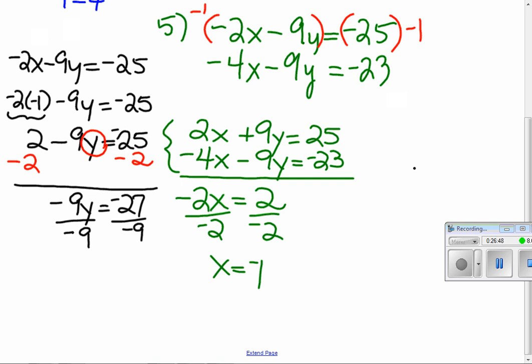Yep. Y equals 3. There's my x. There's my y. So it's a little harder. Tomorrow, we will figure out what we're going to do when these are not just different signs, when these are the same sign, but these are different numbers as well. That's a problem.